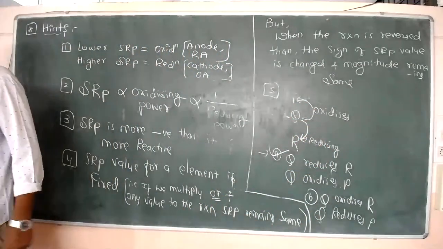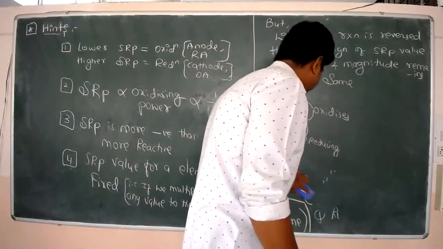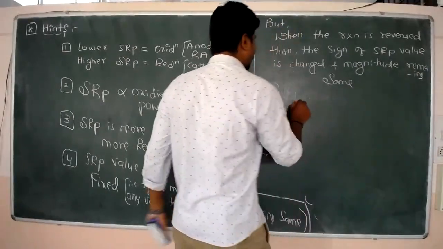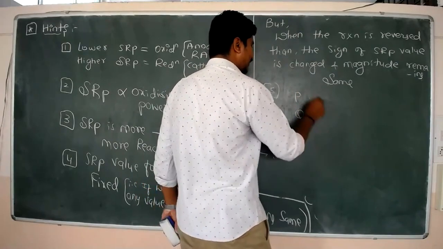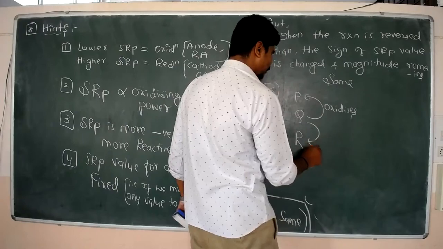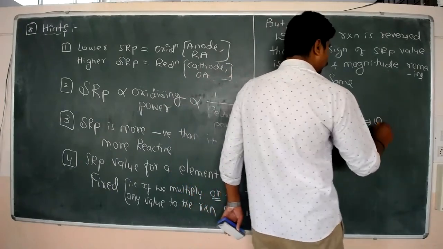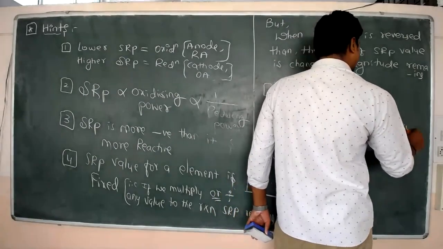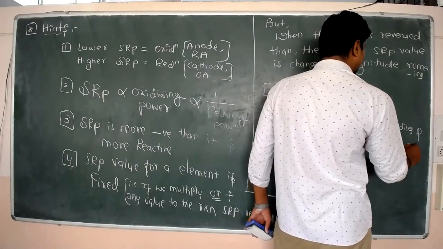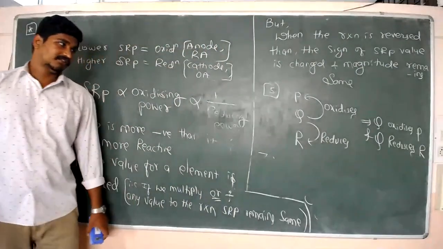Next, this one is third. Just remember here, this much is enough. P, Q, R. Here it oxidizes, here it reduces. How to write it? Q oxidizes P and Q reduces R.